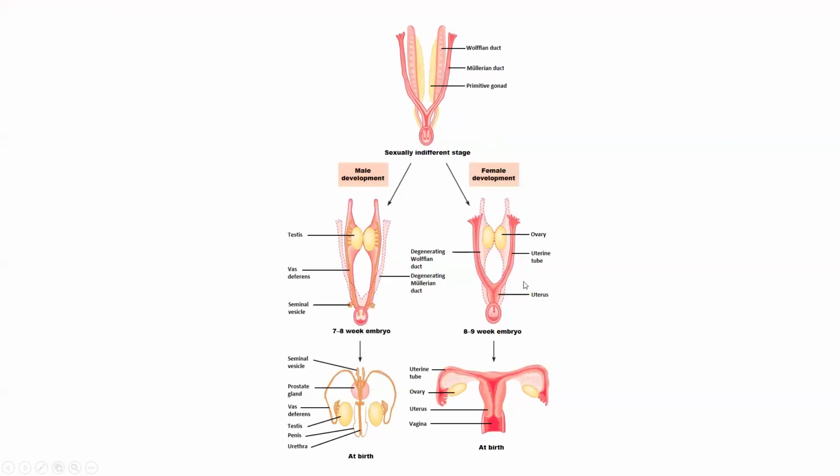Now, in the case of not being a male, in the case of no Y chromosome, no SRY, we do not have MIH, so the Mullerian duct is going to persist, and we do not have testosterone, so the gonads will develop as ovaries. Okay.